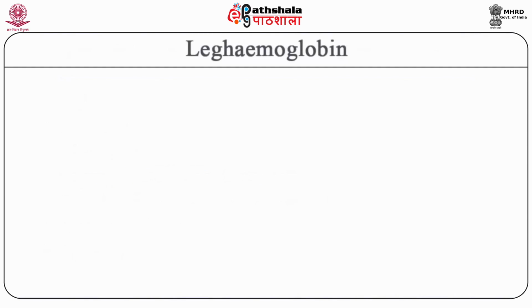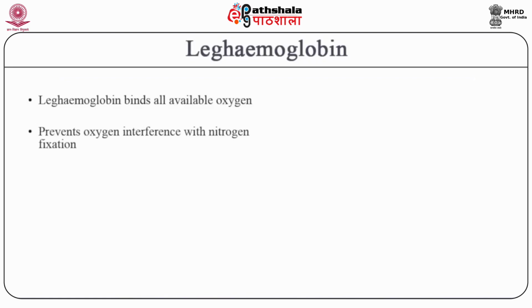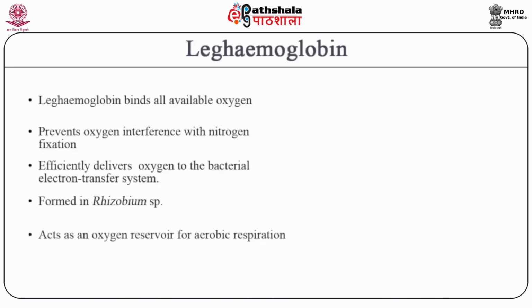To solve the oxygen toxicity problem, the bacteria in root nodules are bathed in a solution of the oxygen-binding heme protein, leg hemoglobin, produced by the plant for which the heme may be contributed by the bacteria. Leg hemoglobin binds all available oxygen so that oxygen cannot interfere with nitrogen fixation, and efficiently delivers the oxygen to the bacterial electron transfer system. Leg hemoglobin, formed in rhizobium, acts as the reservoir of oxygen for the bacteroid for aerobic respiration, as well as to bind and quench the diffusing oxygen within the nodule.